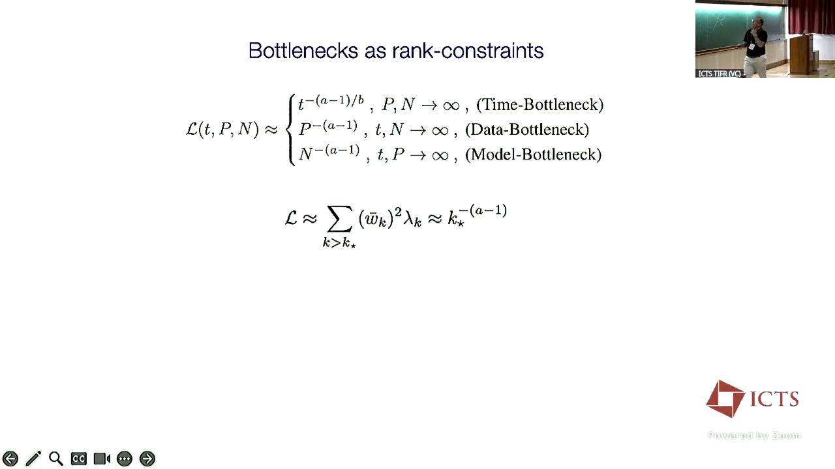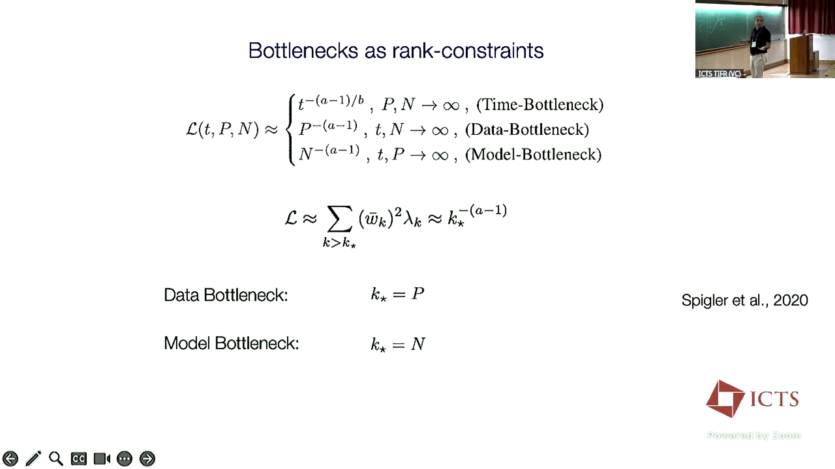And then when you didn't learn anything, the loss is basically the power of the function for these modes that you haven't learned. So that's what that tail sum is. So the question is, where does this k star happen? If you're data bottlenecked, k star is exactly the number of data points that you see. Every time you add another data point, you learn one more mode. And then the tail sum gives you the scaling exponent, the scaling law.